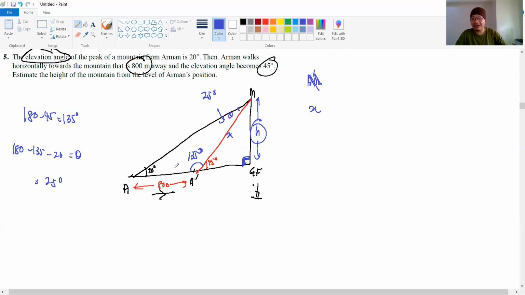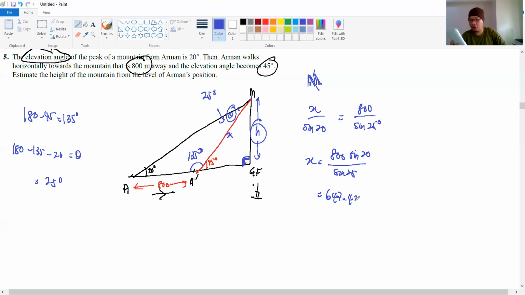X is paired with 20, and theta is paired with 800. Easy for us, we can use the sine rule here. So X over sine 20 equals 800 over sine theta, and theta is 25 degrees. So X equals 800 sine 20 over sine 25. Sine 20 divided by sine 25 gives 647.4309. That's your X value. Now, with X equal to 647.4309, I want to find H.